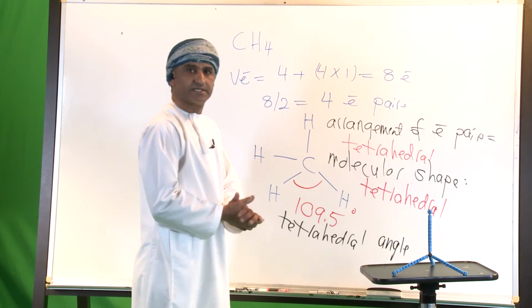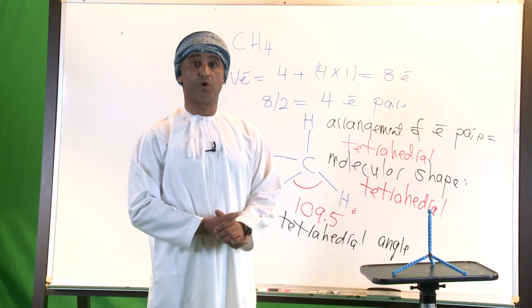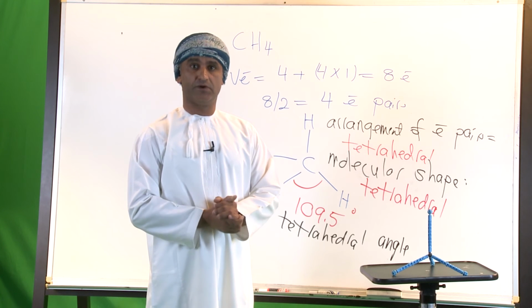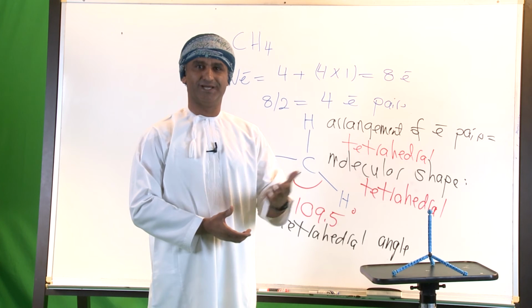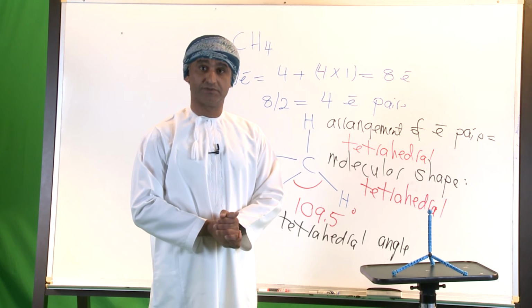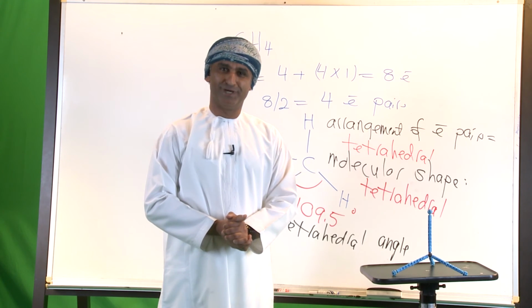To conclude, in the case of methane, this is a 4-electron pair case. All electron pairs are bonding, 0 non-bonding. The orbital shape, or the overall arrangement of electron pairs, is tetrahedral. The molecular shape is also tetrahedral. The bond angles are all 109.5.